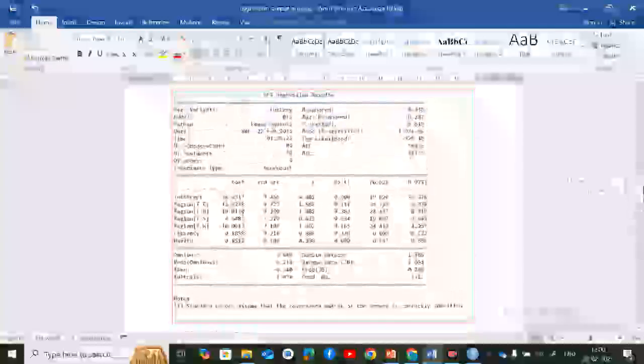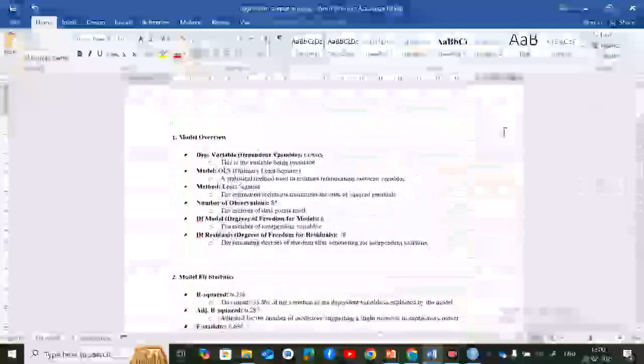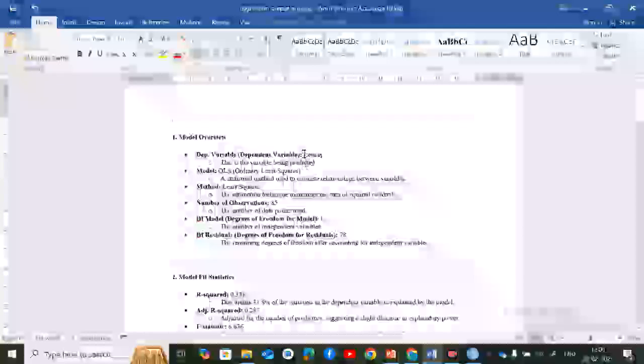So now, this is the output which I have got. How are you going to explain it? The dependent variable, you write that lottery was the dependent variable, and the method used was ordinary least squares. What OLS typically does is estimate the relationship between the variables. What least squares does is minimize the sum of squared residuals.